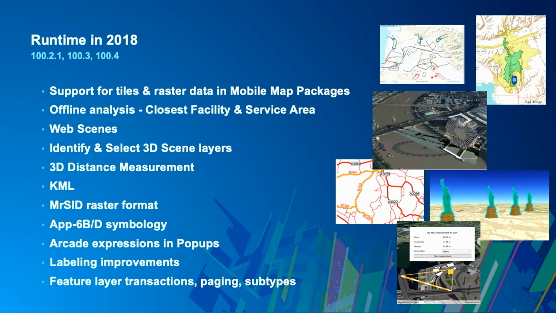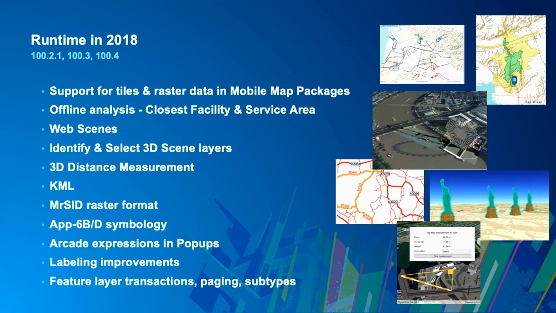Last year, we added support for mobile map packages and improved the way we work with local tiles and raster data inside mobile map packages. We also added support for some offline analysis based on transportation networks, such as finding a closest facility or deriving a service area, which is basically drive times of areas you could get to. And all of that works offline.